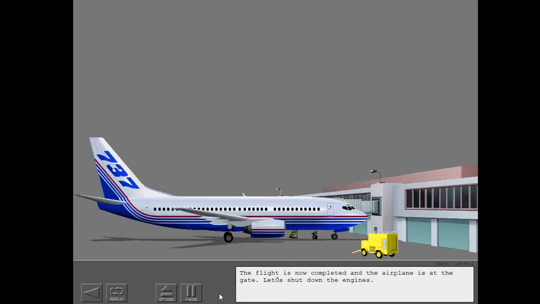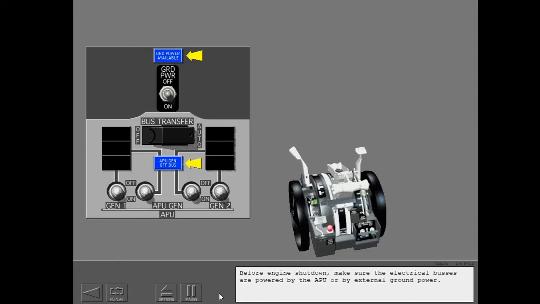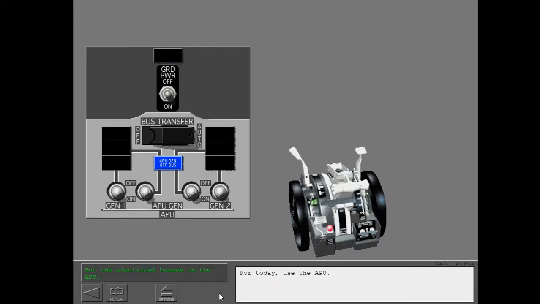The flight is now completed and the airplane is at the gate. Let's shut down the engines. Before engine shutdown, make sure the electrical buses are powered by the APU or by external ground power. For today, use the APU. Now move the engine start levers to cutoff. This completes the engine shutdown.